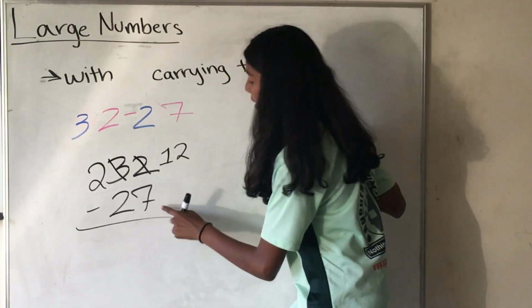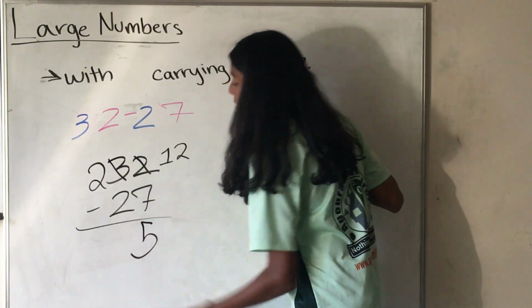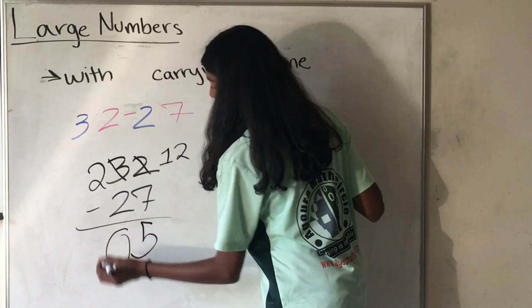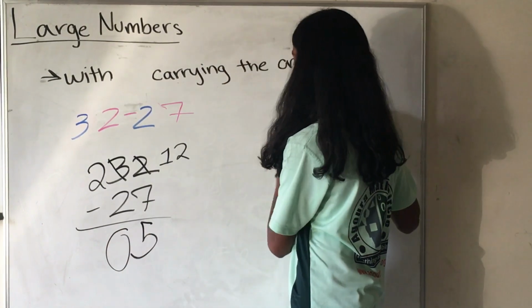So 12 minus 7 is 5. So see, that does it nicely. And 2 minus 2 is 0. So our answer is 5.